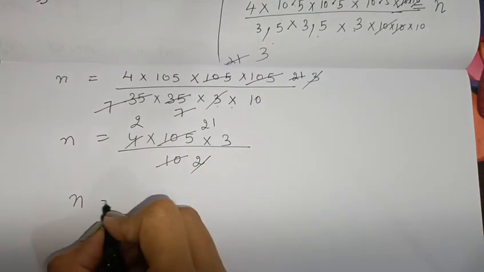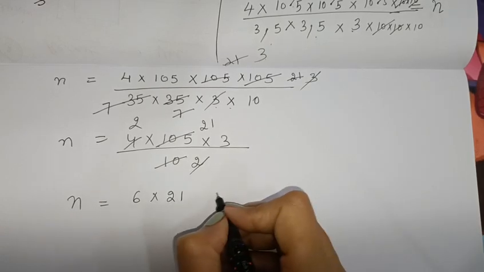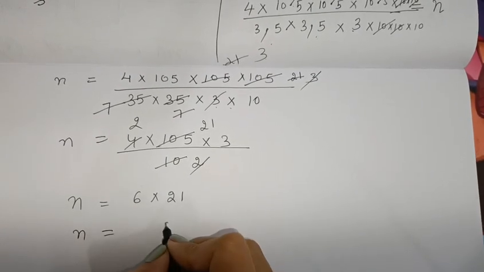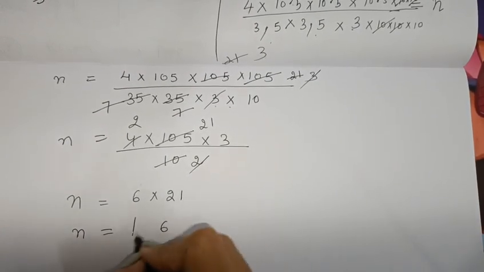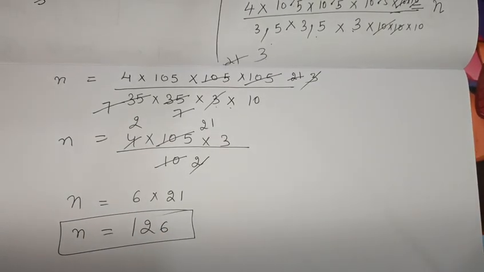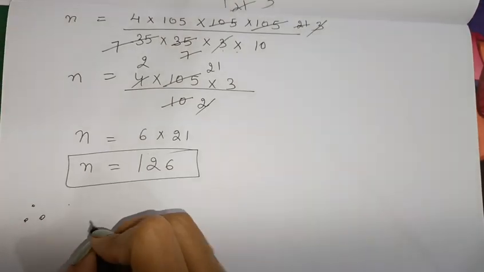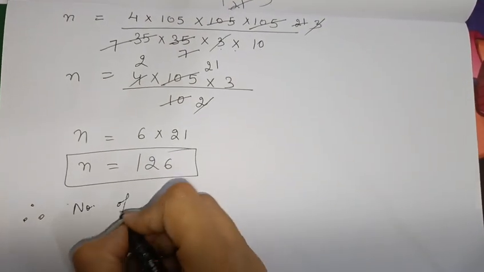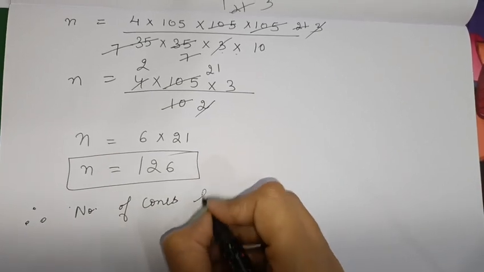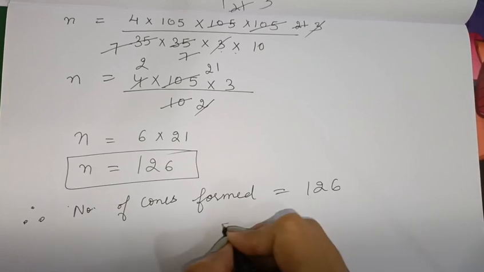2 into 3 is 6. 6 into 21. Very easy multiplication. So n is equals to 6 into 1, 6 into 2. So n is equals to 126. So value of n we have found 126 right at the end. Therefore, number of cones formed is equals to 126.